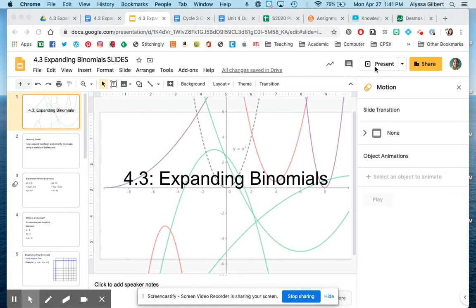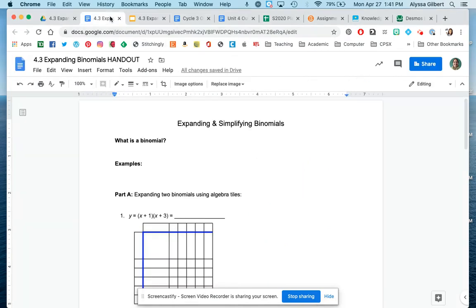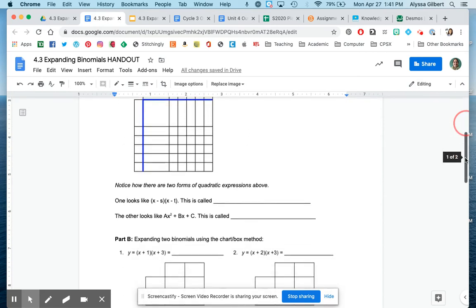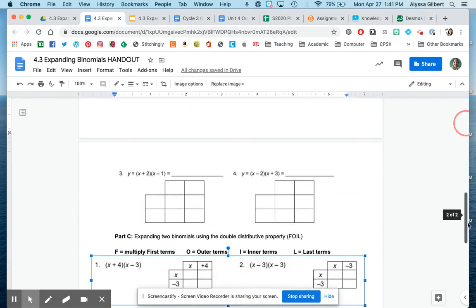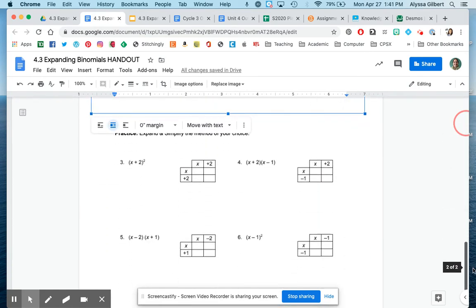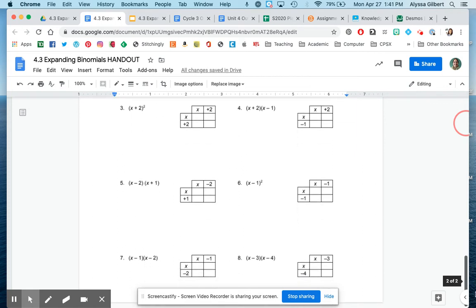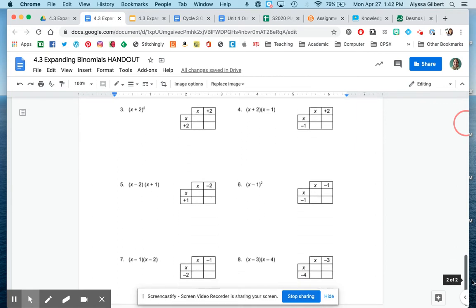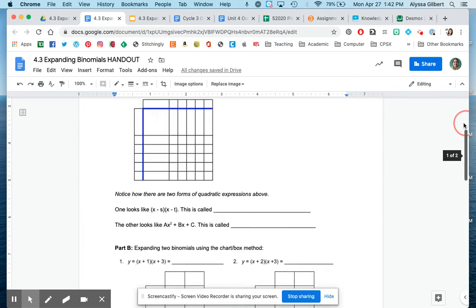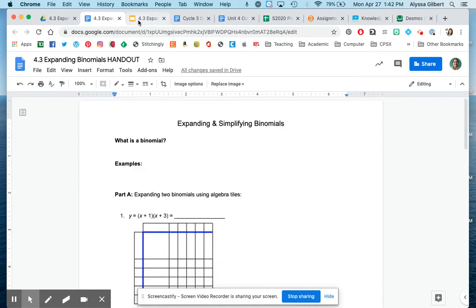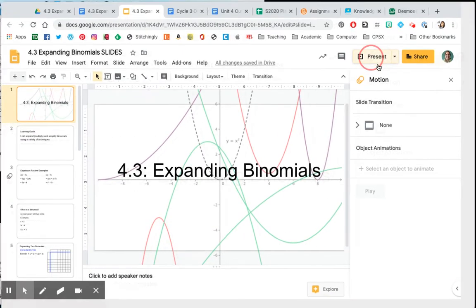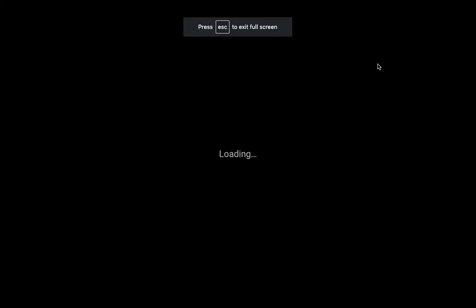So today's lesson is going to be accompanied by a handout. You can take a look at it and fill it in as I go along if you would like. You do not have to, but just know that the practice questions are at the end here, and I will post the solutions to that. Okay, so let's go back into the presentation here.